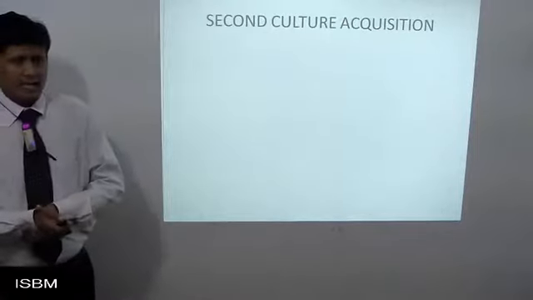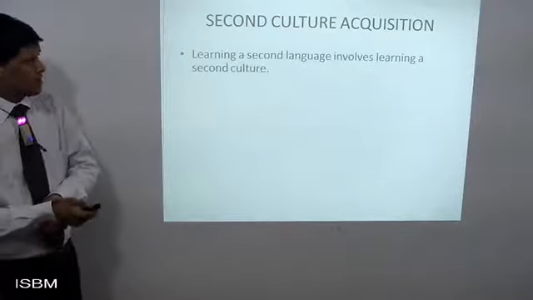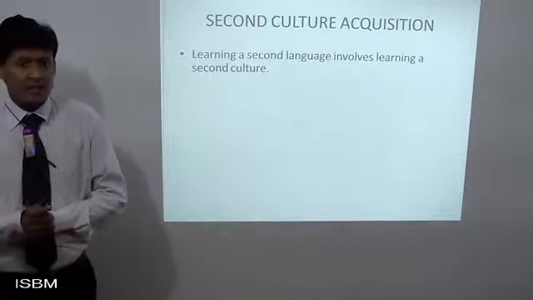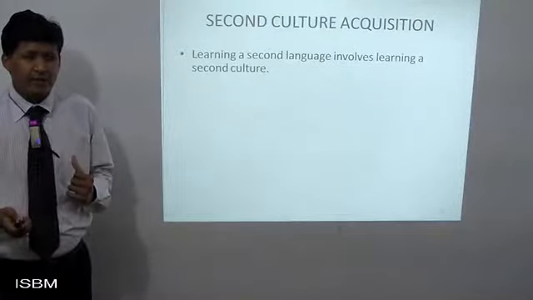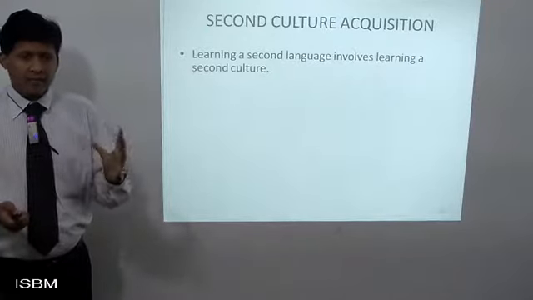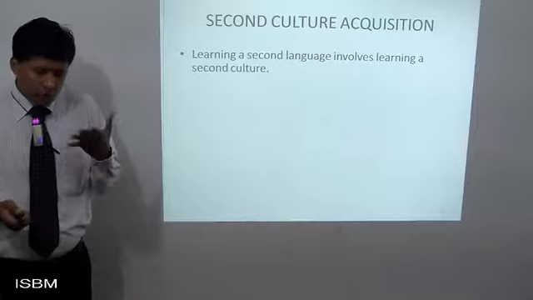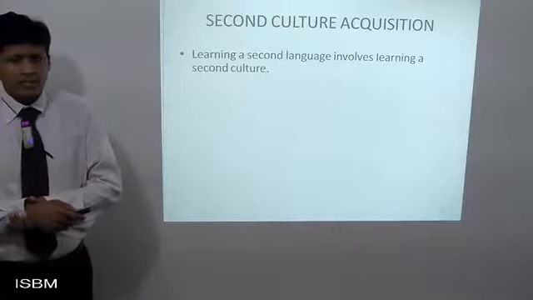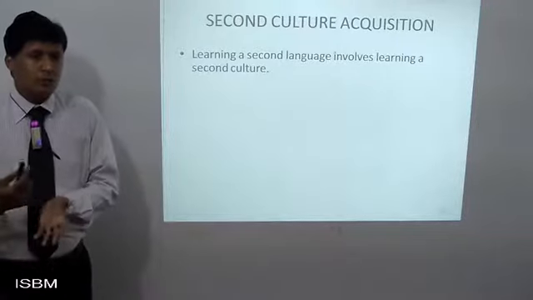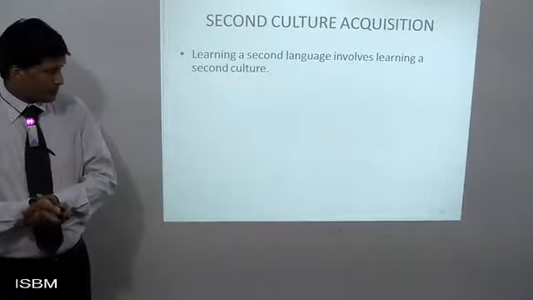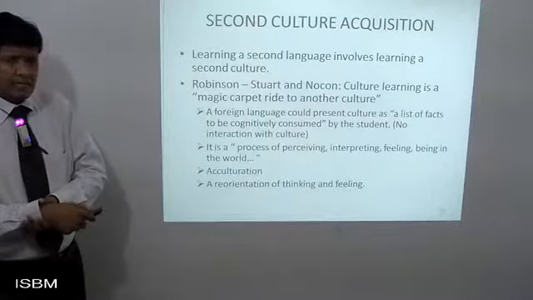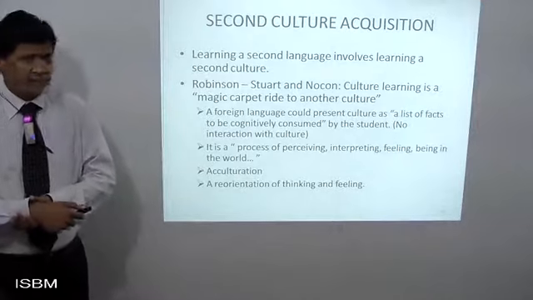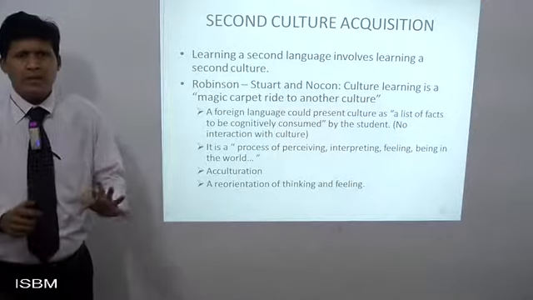Great. Second, cultural acquisition. Here, for example, learning a second language involves learning a second culture. We have mentioned earlier that language is the platform through which culture runs. If this is true, learning a second language means a new culture can come through the language itself. What Robinson says is that culture learning is a magic carpet ride into another culture. So when we are learning a language, we are getting into and trying to understand a new culture.